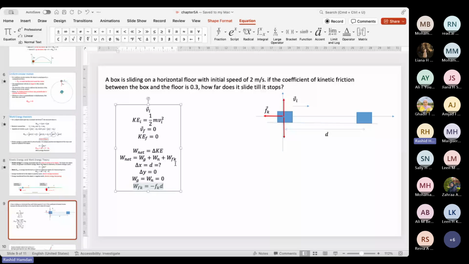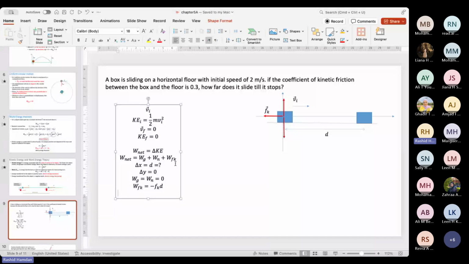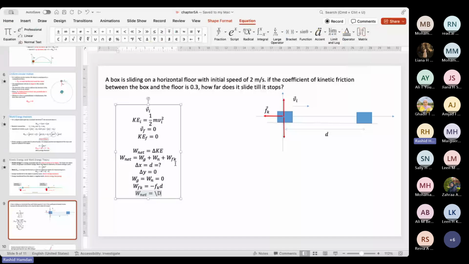So let's replace that in our equation upstairs. So we have W net equal to the change in kinetic energy. So let's rewrite it. W net equal to delta KE. So that's equal to, let's write it in a new line. In place of W net I put minus Fk d equal to K final minus K initial. So 0 minus half m v initial squared.